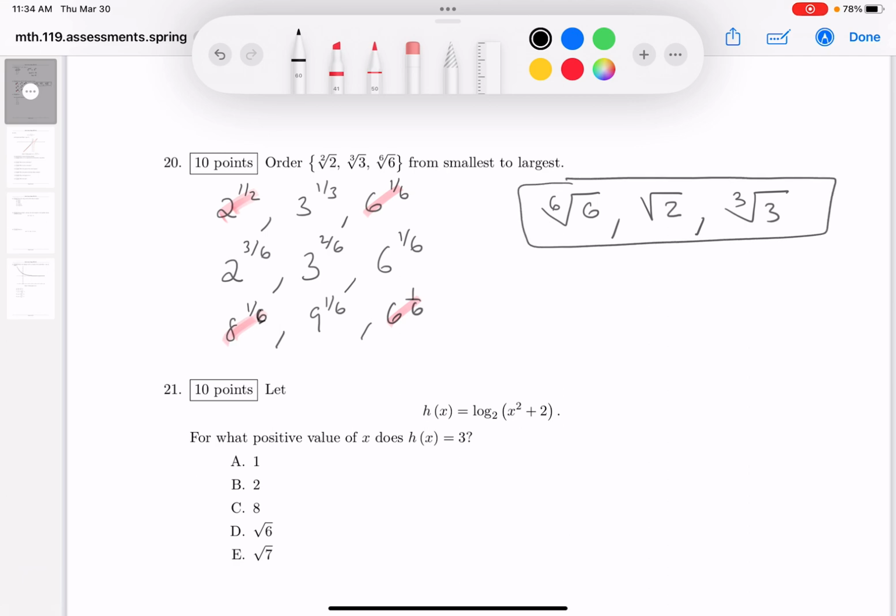All right, let's go to the next question. Oh, by the way, you may be questioning why I put a 2 there. I did it in the notes, and I'm certainly going to do it here for you. It's just the square root.